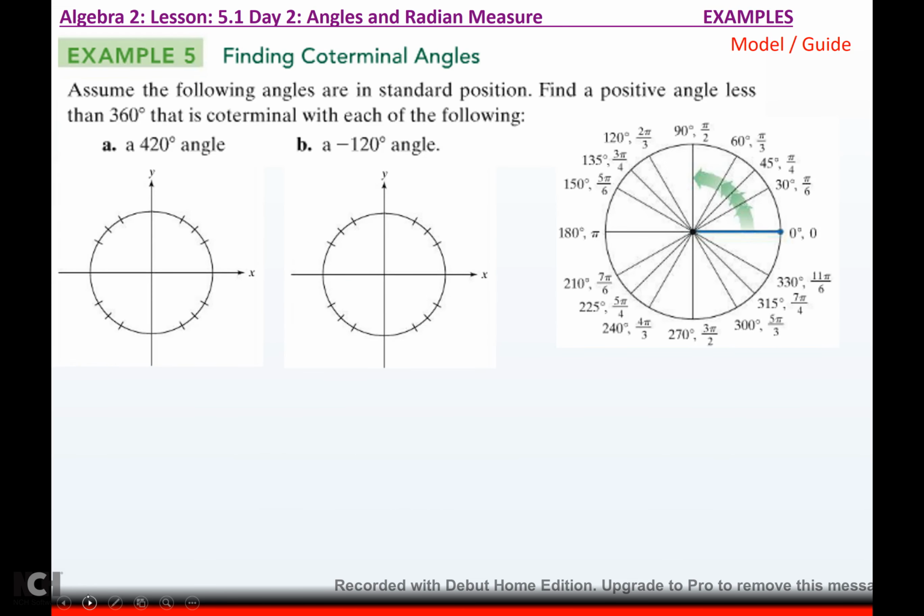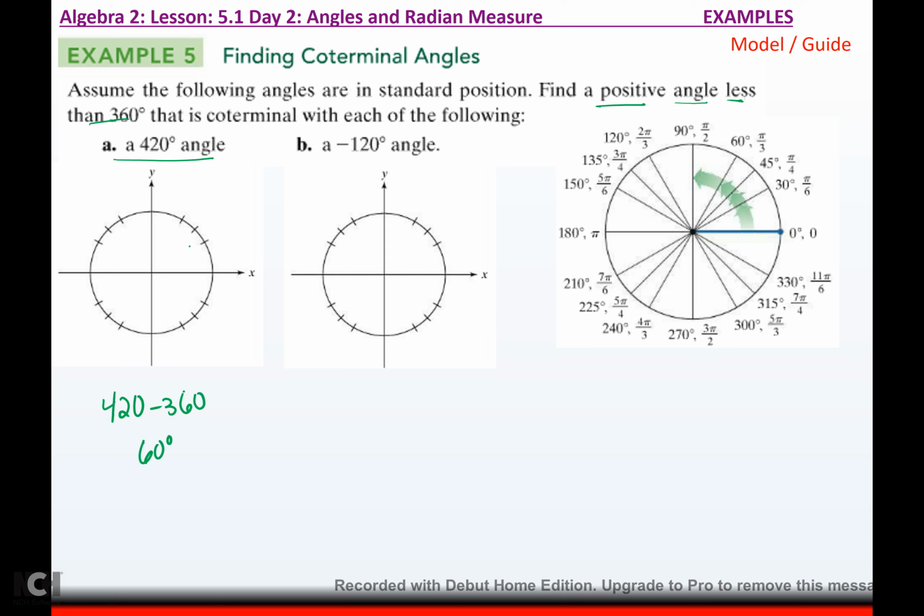So it says, assume the following angles are in standard position. Find a positive angle less than 360 that is coterminal with each of the following angles. A 420 angle. They want a positive angle but less than 360. I could get a whole bunch more coterminals by just adding 360 again and again. But they want one that's positive but less than 360. You can also get coterminals by subtracting. So if I subtract 360, 420 minus 360, I get 60 degrees.